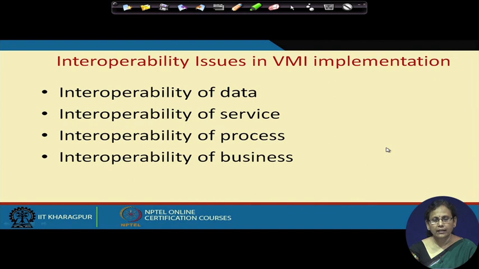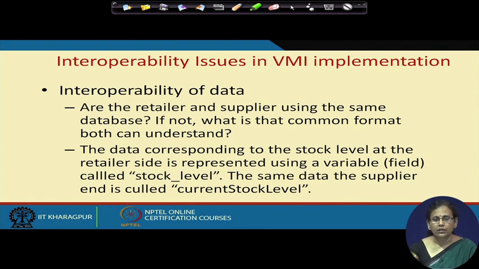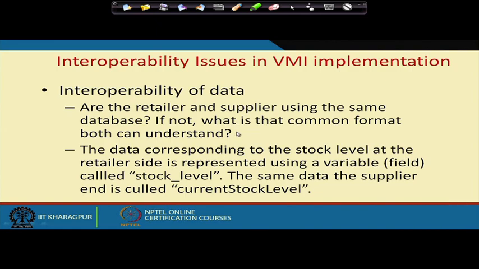Let us try to see how exactly all these terms are relevant in case of VMI implementation. Start with interoperability of data. There are various data items. During information flow, we saw there are various types of data items sent from the retailer to the supplier and from the supplier to the retailer. Now, consider that while sending this information, when it is going to be stored in the database on either side, is there any common format they are using? If somebody is using a DB2 database, somebody is using an Oracle database, where the schema information and the description of the items are different, then how is it going to be handled?